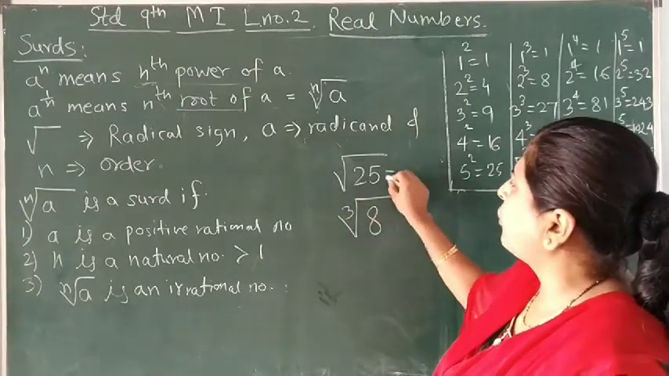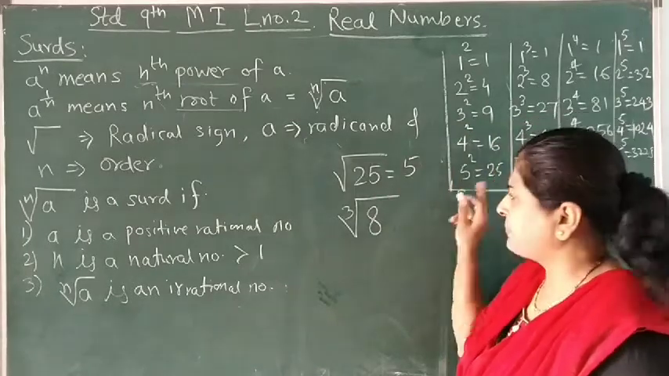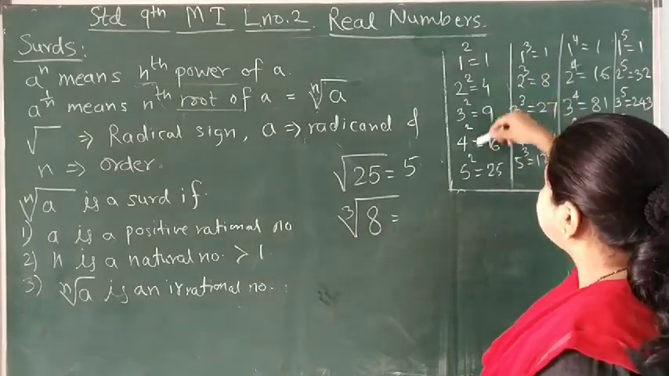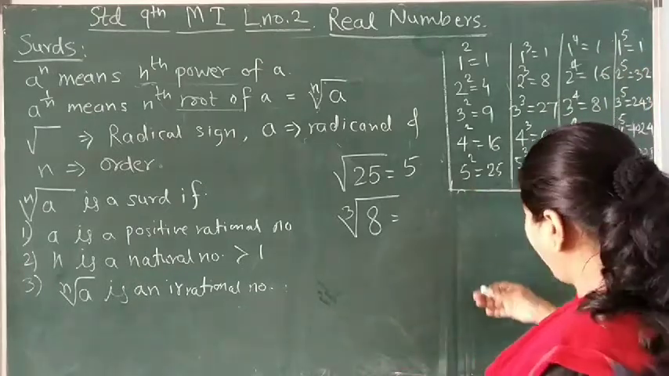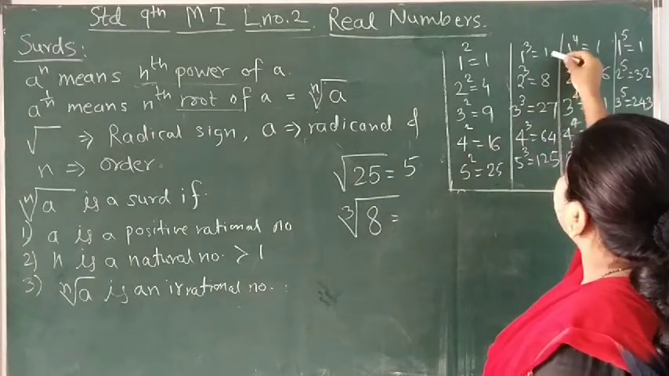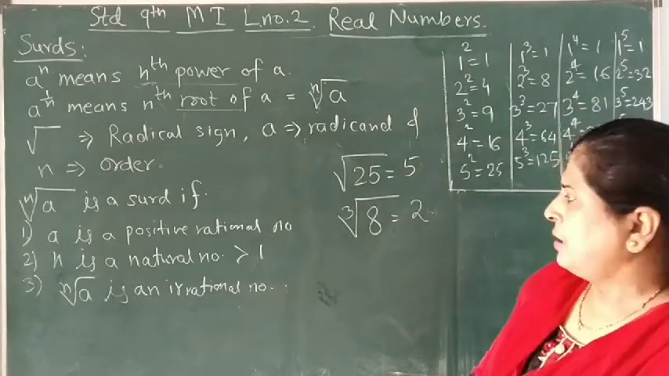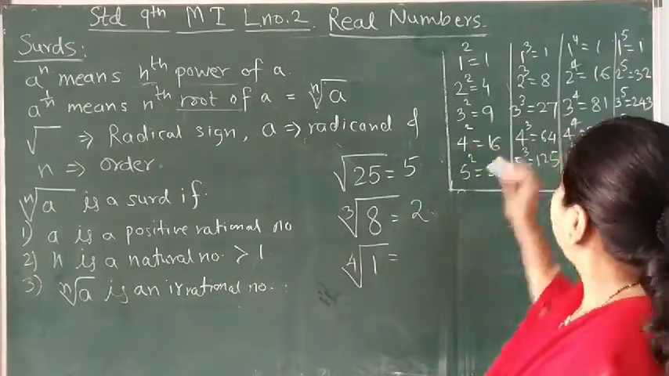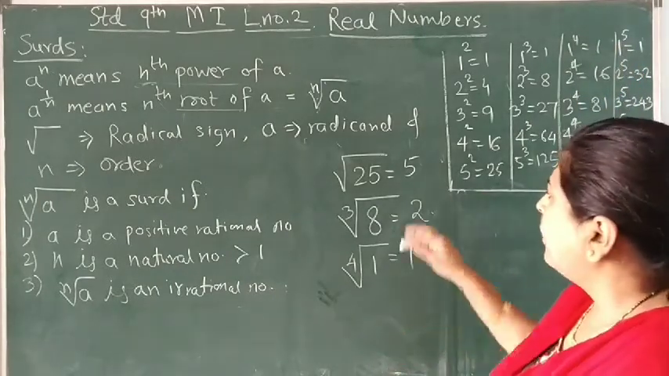We know the value of the square root of 25 is 5, because 5 squared is 25. Now 8 is the cube of which number? I have written squares, cubes, fourth powers and fifth powers here for reference. 8 is the cube of 2, that's why the cube root of 8 is 2. Like that we can have the fourth root of 1. 1 raised to 4 is 1, so the fourth root of 1 is again 1.